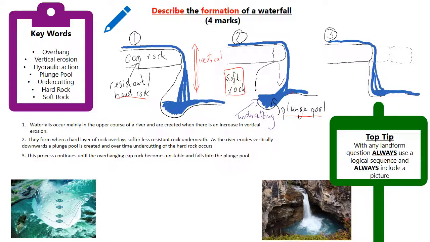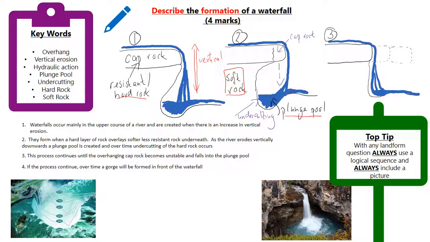The process continues. The overhanging cap rock becomes unstable and falls into the plunge pool. You could again label that if you wanted to. You wouldn't necessarily need to on this because you've already labelled the cap rock, but it's showing that instability. And if we go on, the process continues, a gorge will be formed.